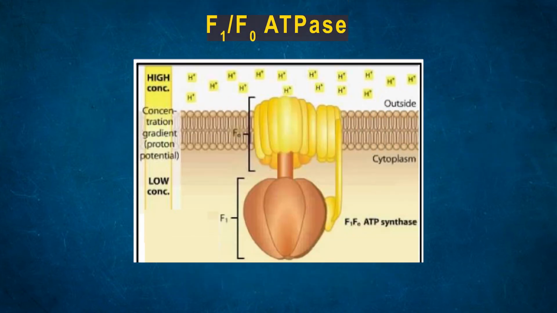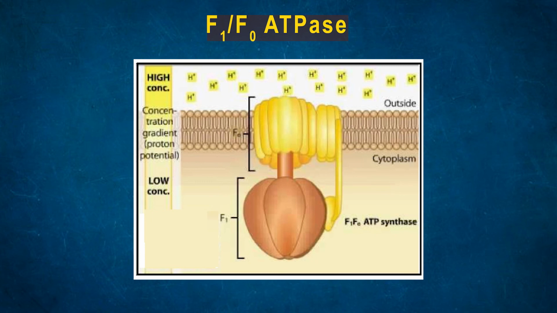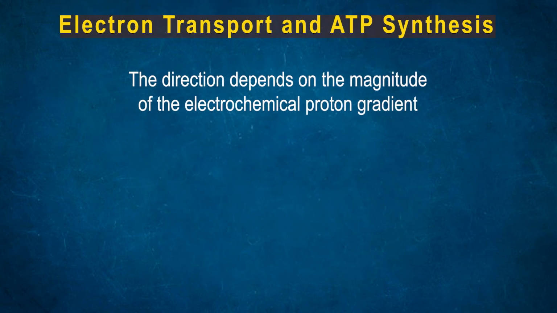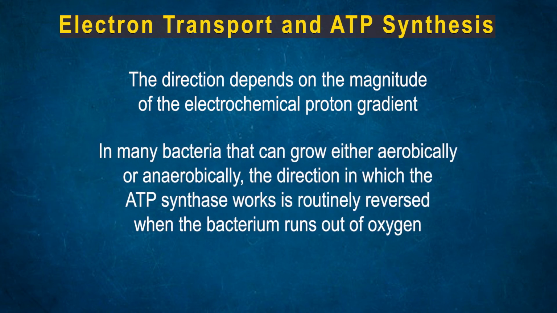ATP synthase or F1F0 ATPase is a reversible coupling device that can convert the energy of the electrochemical proton gradient into chemical bond energy or vice versa. The direction depends on the magnitude of the electrochemical proton gradient. In many bacteria that can grow either aerobically or anaerobically, the direction in which the ATP synthase works is routinely reversed when the bacterium runs out of oxygen.